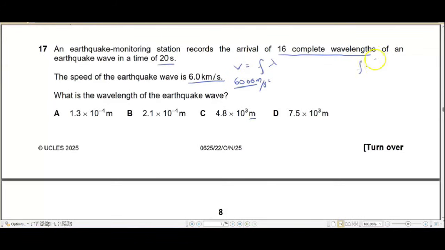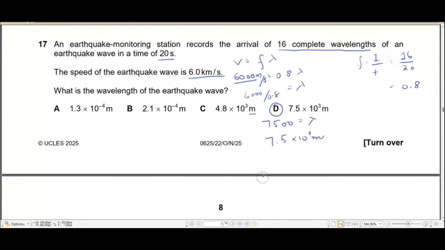Frequency is the number of waves over the time. So there are 16 complete wavelengths over a time of 20 seconds. This is going to give us an answer of 0.8. So 6000 = 0.8 λ, and 6000 divided by 0.8 is going to give us a wavelength of 7500, which can be written as 7.5 × 10^3 meters. So D is going to be our correct option.